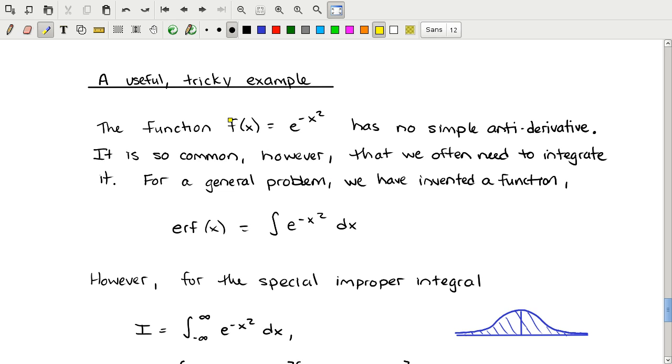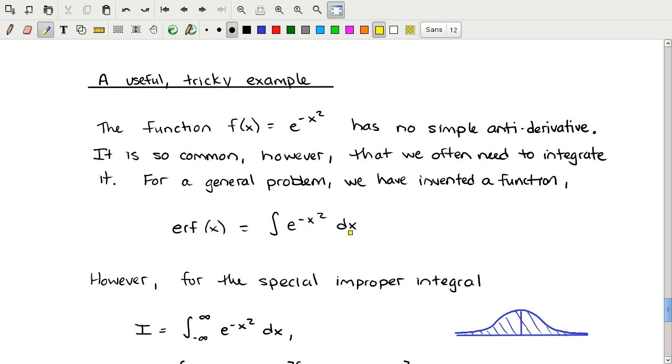So this function, e to the minus x squared, is one of those functions that has no simple antiderivative. There's just no way you can integrate that using integration by parts or substitution. Either of these two techniques doesn't really get you anywhere. But it is such a common function, it comes up all the time in probability theory, in the normal distribution, and many other places, that we often need to be able to deal with integrals of this function. And for this purpose, we have in fact invented a new function called the error function, which is defined to be the integral of e to the minus x squared dx.